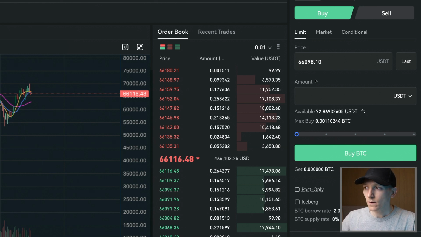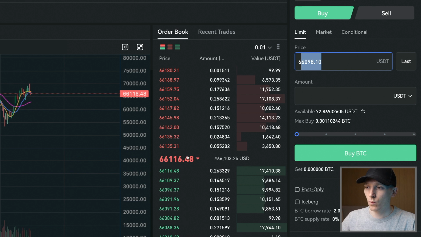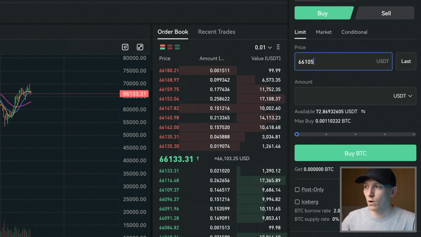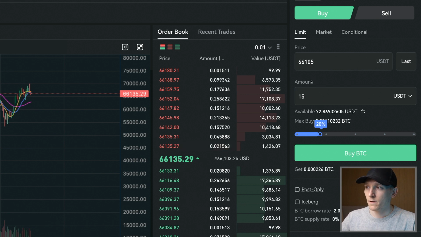So what we're going to do is put a price in here. So the current price is 66,116. So let's put 66,105. So what I'm telling the system is I'm happy to buy the exact same amount of BTC here, but the most I'm willing to pay is 66,105. Now the current price is 66,135. So we're a bit cheap, right?